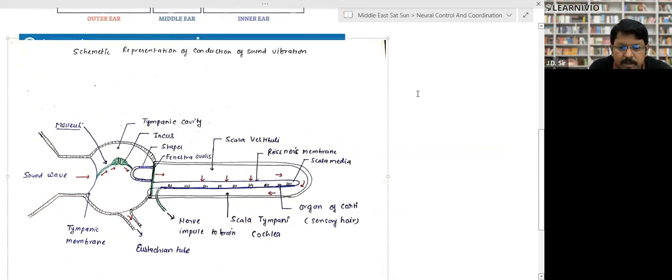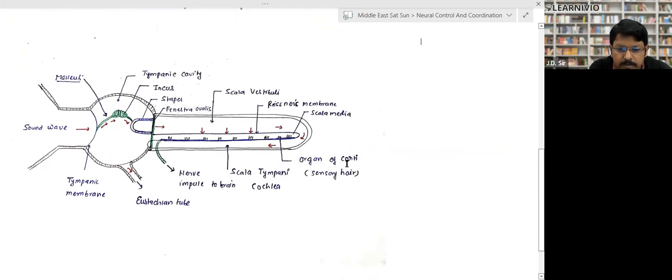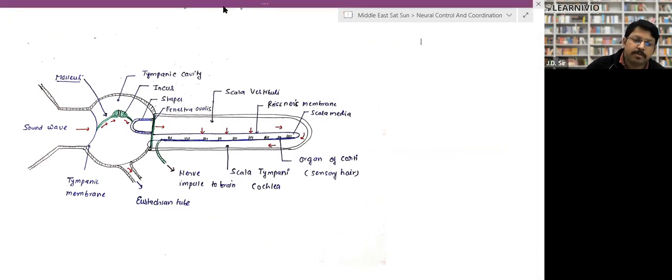I think it must be visible to all of you. Is it visible? Clearly visible? Try to understand. You have to make this diagram. It's easy and it's a better explanatory diagram. Let me make it clear.